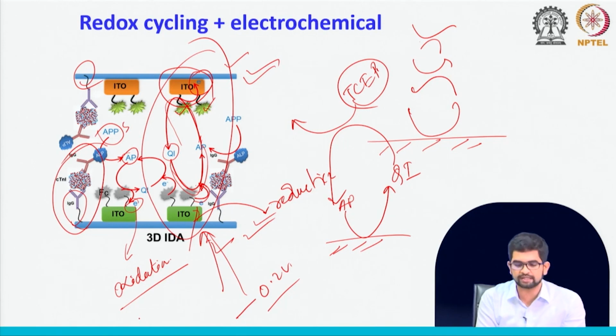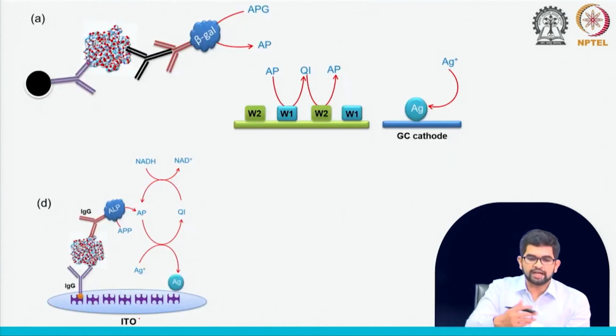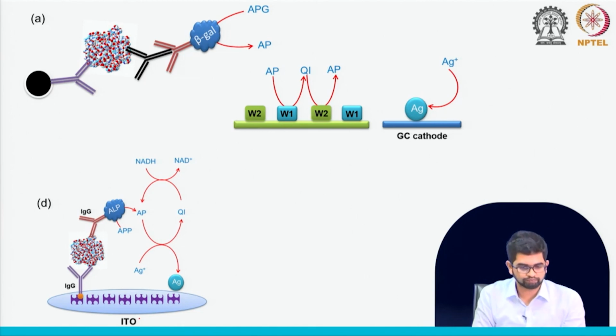So, this is one special example where you can design something different, different redox cycling based biosensors. You should know how we can design different redox cycling methods. See, another example I will show you here.